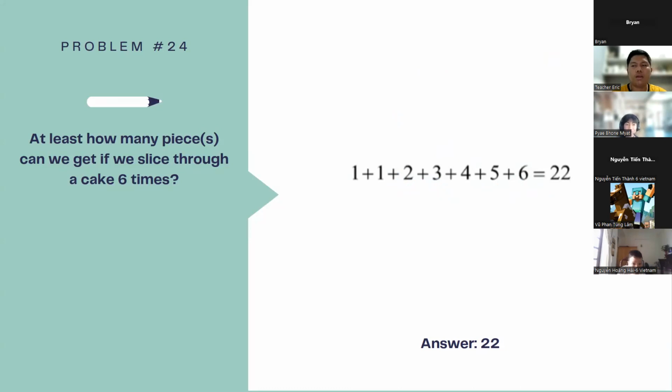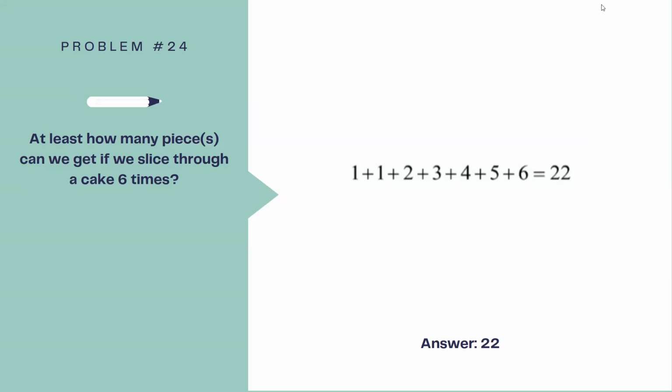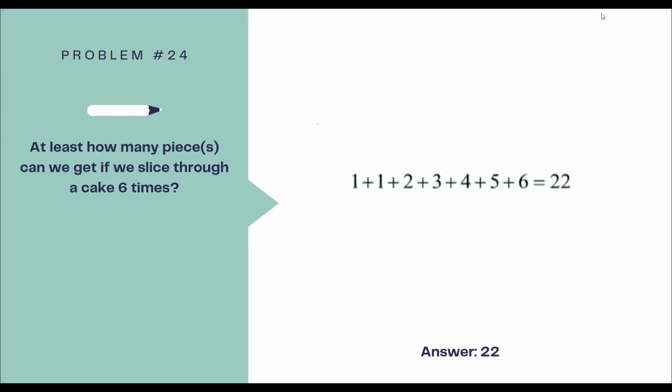So when you say at least, it is the least. What is your answer, by the way? 7. How do you get 7? Because it is 6 plus 1. It is not at most. If it's at most, it is 22. Okay. So do you agree with that? Yes, sir.